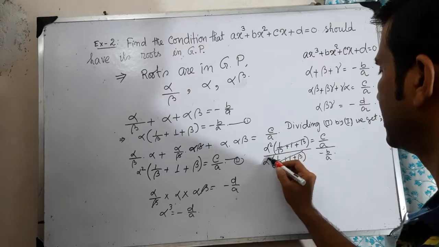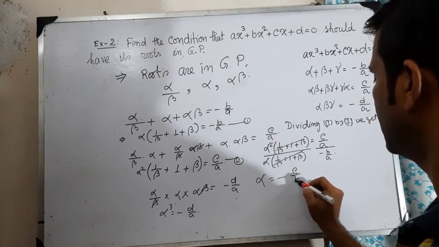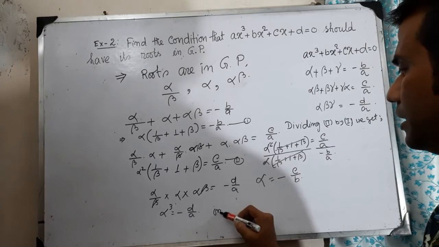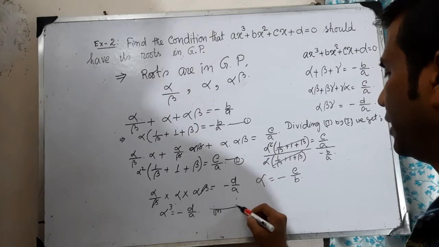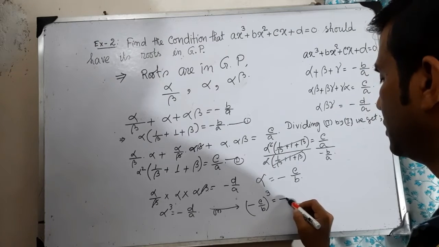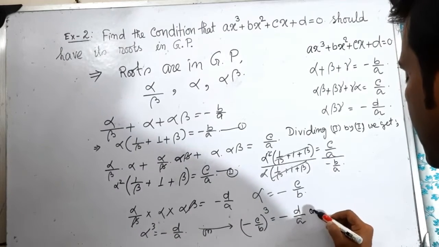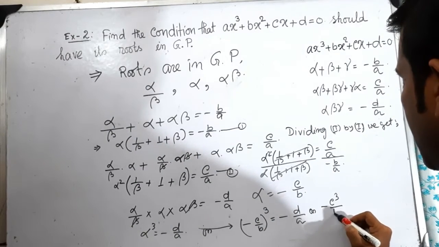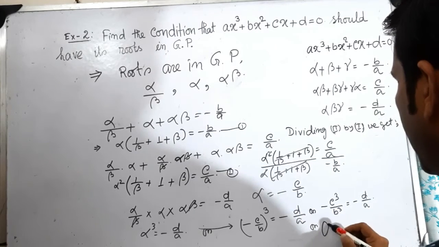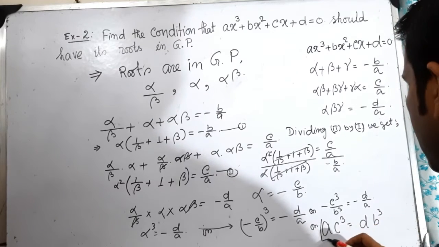Then cancelling, we get alpha is equal to minus c by b. Now putting the value of alpha, we get minus c by b whole cube is equal to minus d by a, or minus c cube by b cube is equal to minus d by a, or a c cube is equal to d b cube. This is our required condition.